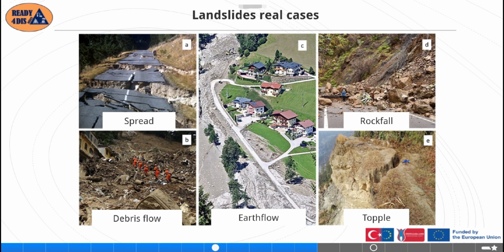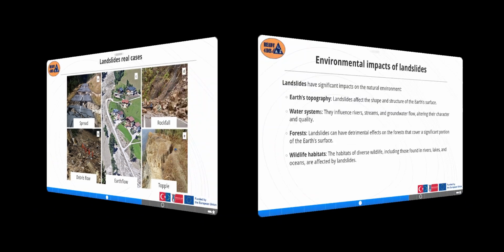The upper right image shows a rockfall. Rocks detach and fall freely from a steep slope, a process that severely affects roads and transportation routes. Finally, the lower right image depicts a topple-type landslide where the mass rotates and tips forward. This type is common along steep, highly fractured rock faces.